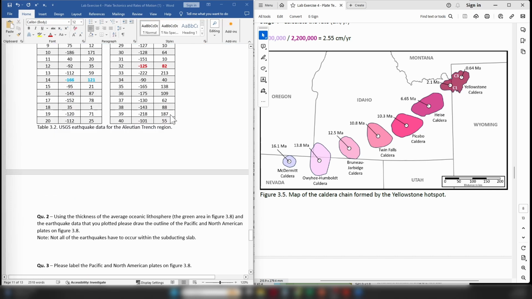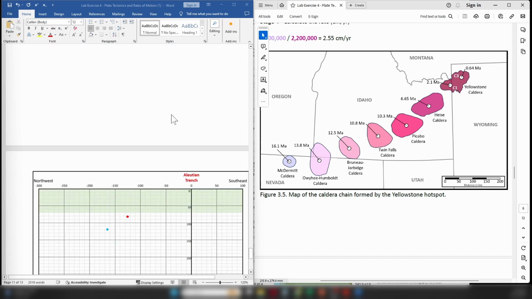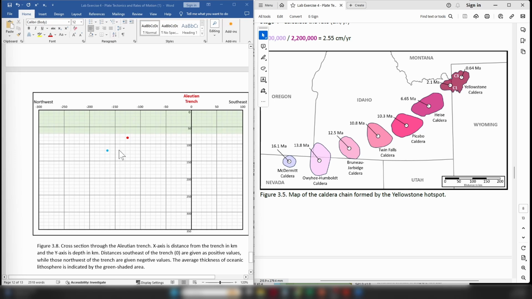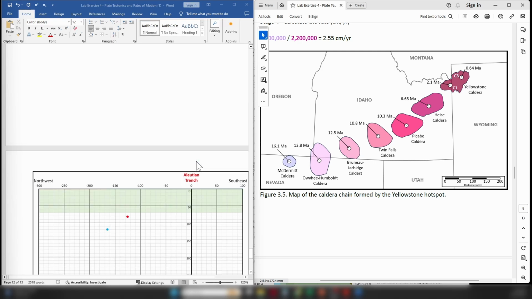So if we drop down to figure 3.8, you will see that right here. This diagram represents a cross-section, a slice through the Aleutian Trench area. The Aleutian Trench itself is marked out as 0. To the south and southeast of it, you get positive distance values, and to the north and northwest, you get negative distance values.